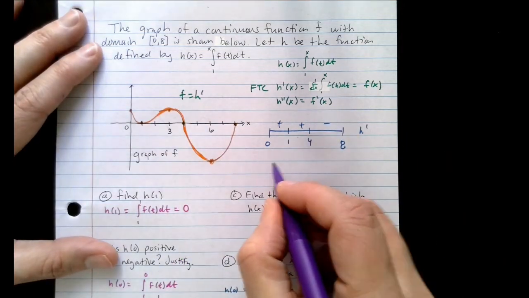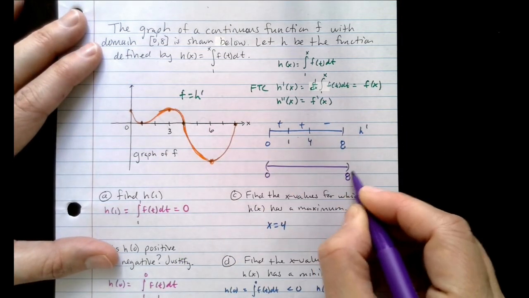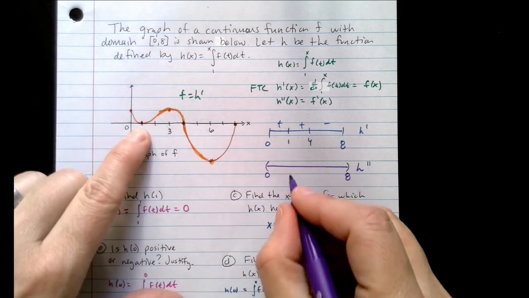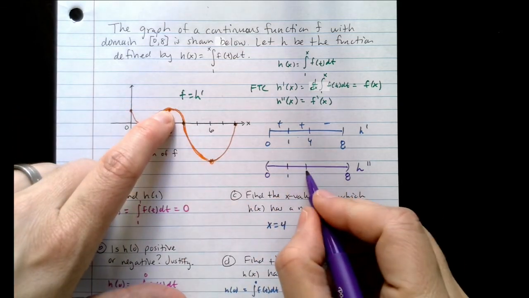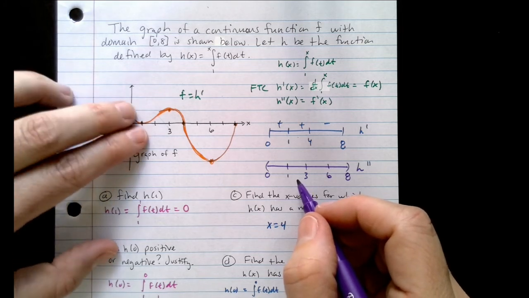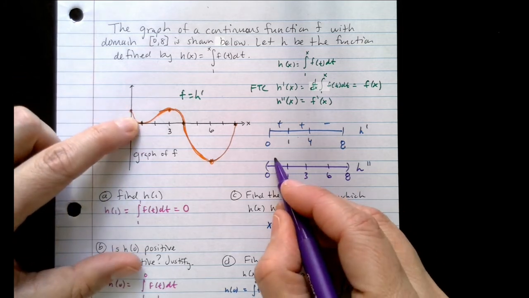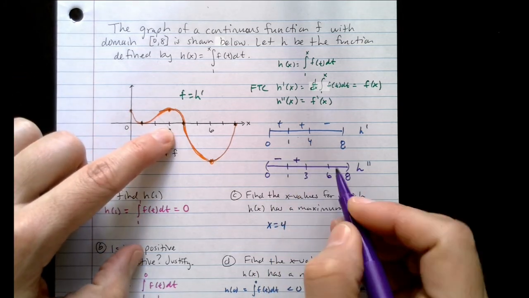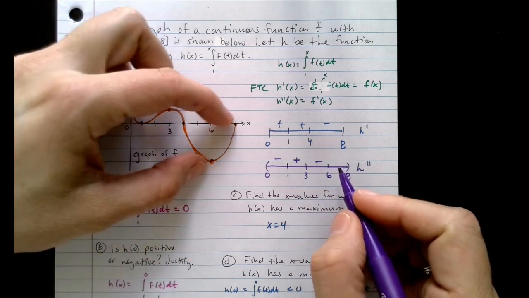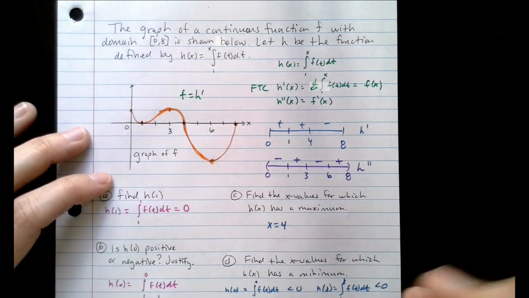So I need to now look at the slopes or behaviors of this. So let's do a sign chart. When will the slopes be 0 here? It'll happen at 1, it'll happen at 3, and it'll happen at 6. Okay, now let's chart the slopes. So from 0 to 1, it's decreasing. From 1 to 3, it's increasing. From 3 to 6, it's decreasing. And from 6 to 8, it's increasing.